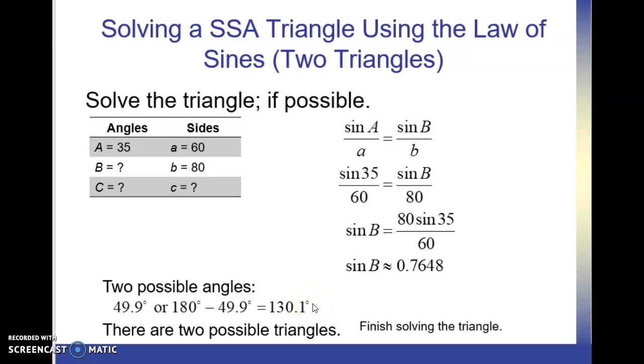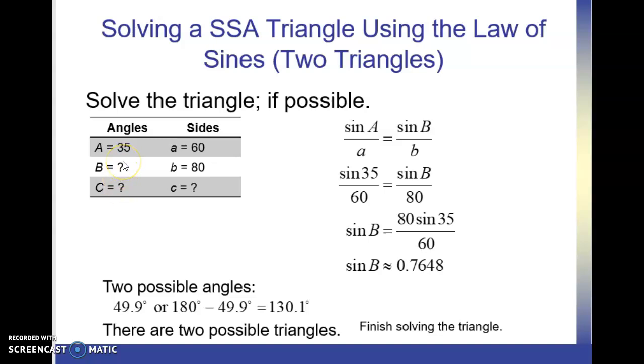This time, when both angle measurements, 49.9 and 130.1, are added to 35, you still have some amount left. That would be the measure of angle C, the amount left before you exceed 180 degrees. So this time you will have two triangles. And then you would just complete the problem.